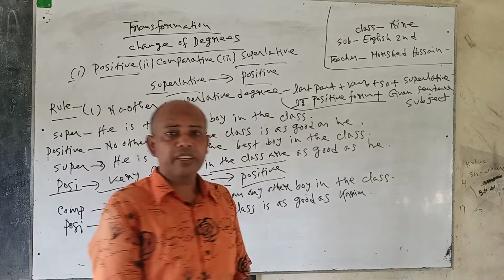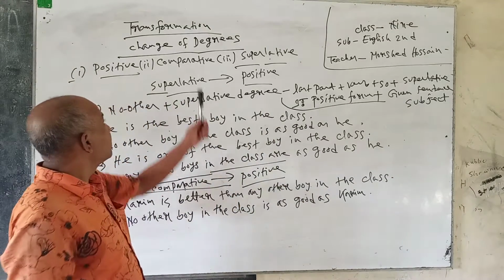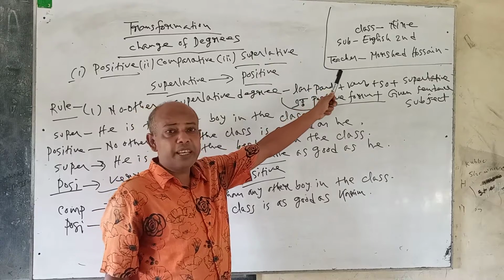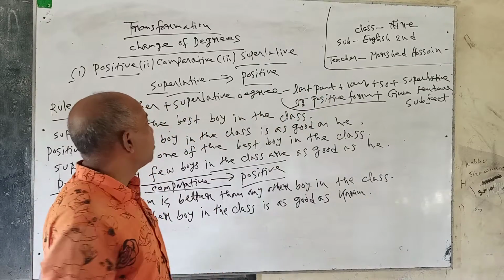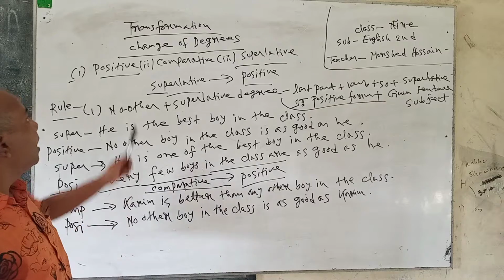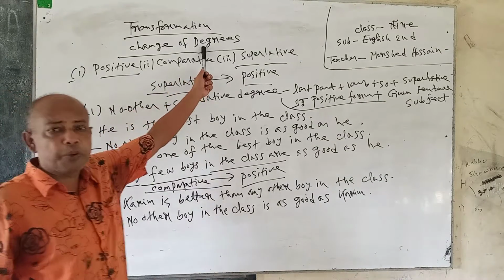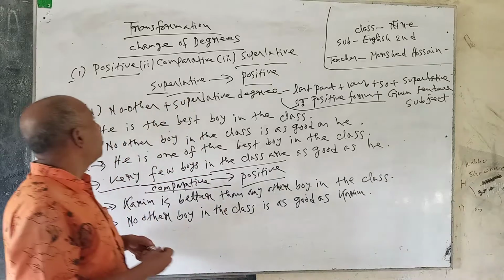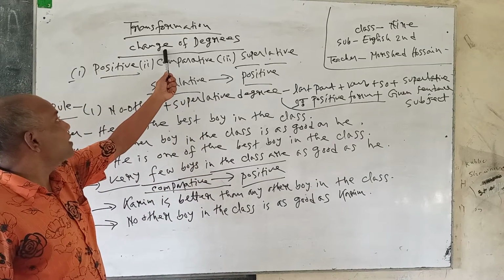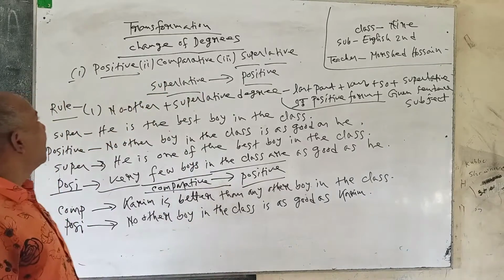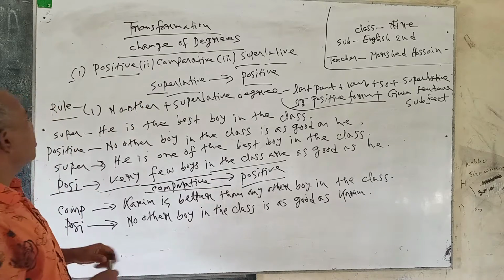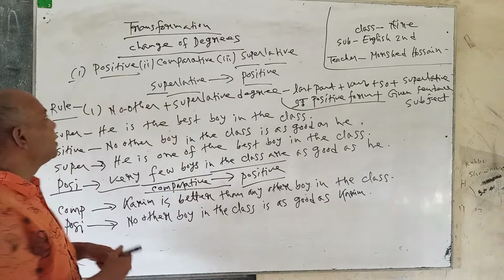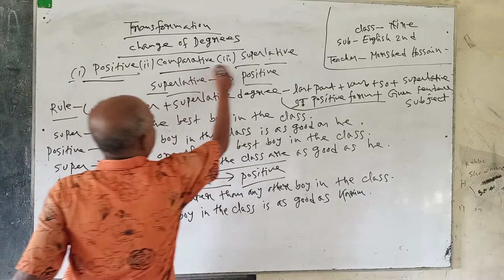Today we are going to discuss the part of transformation, in the subject English second paper, for class 9. Already we have discussed transformation. Now we discuss the degree of adjectives, part of transformation. Learners, there are three parts of the degree of adjectives: positive, comparative and superlative.